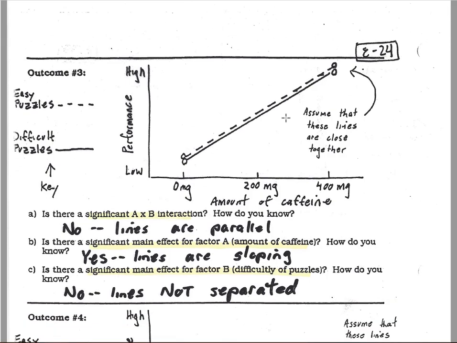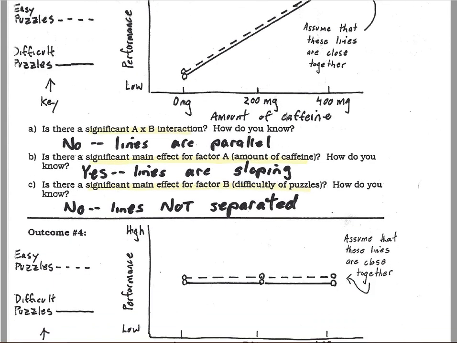Finally, we come to our last outcome, outcome 4. These are the kind of results that I often get when I do research. Take a look at the figure, fill in your answers to questions A, B, and C. Pause the video as you do so, and once you've answered the questions, resume the video, and you'll see what my answers are.